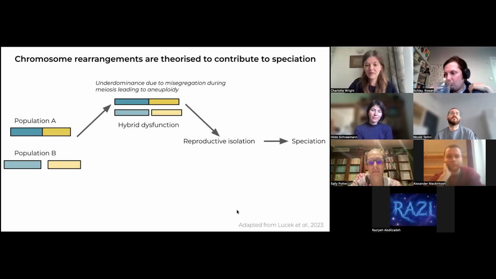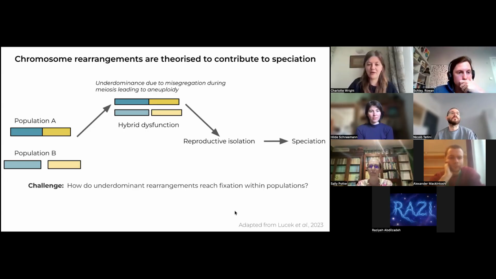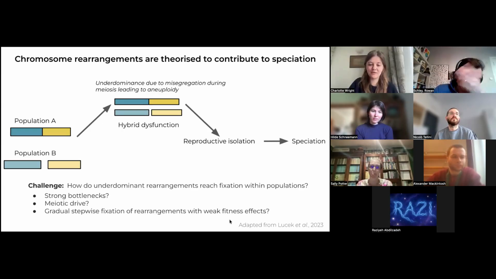But many of you that perhaps have thought about this before know that there are problems with this classic theory. The first being, if these are underdominant, then how do these rearrangements reach fixation in population A in this example in the first place? Because they're arising from a single copy and so will be present in heterozygotes from the start. And while many possible solutions have been proposed, such as the effect of strong bottlenecks or strong meiotic drive, these also have problems. Things like gradual stepwise fixation of rearrangements that perhaps more weakly impact fitness have also been suggested.